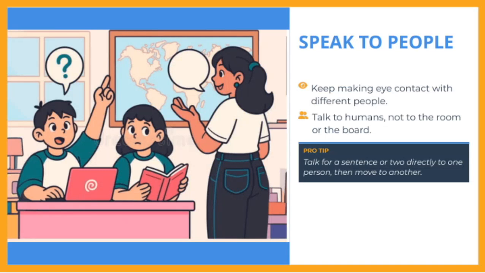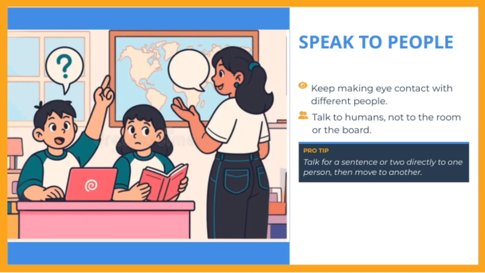When you're speaking, try to focus on one person at a time, just like you're having a conversation. Talk directly to them, and then naturally shift your attention to someone else in the room. Remember, it's more effective to connect with the people in front of you than to just address the whole room or the slides. Make eye contact with different individuals and keep that exchange dynamic and personal.